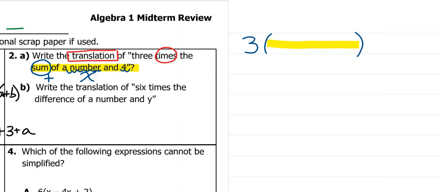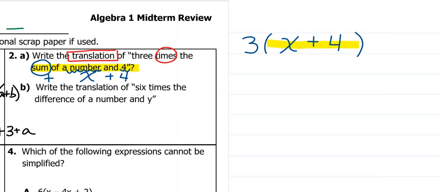So that's the other thing that I'm adding. A number plus 4. So I'm going to put a little plus sign in between them. So going back to what I have on the right here, 3 times the sum of a number and 4. So that's going to be the answer to part A.